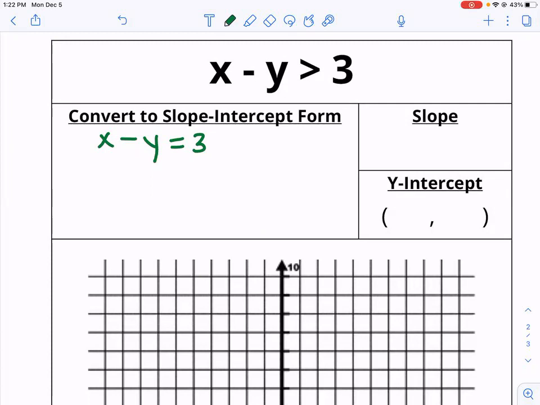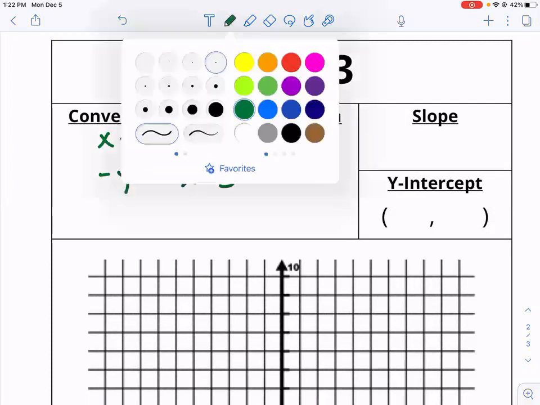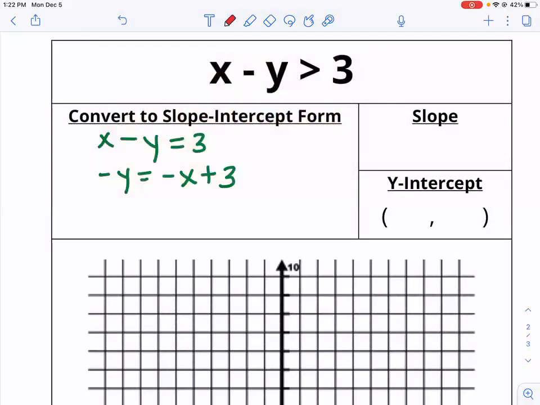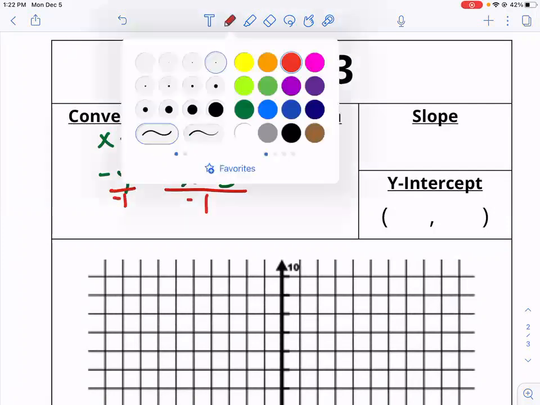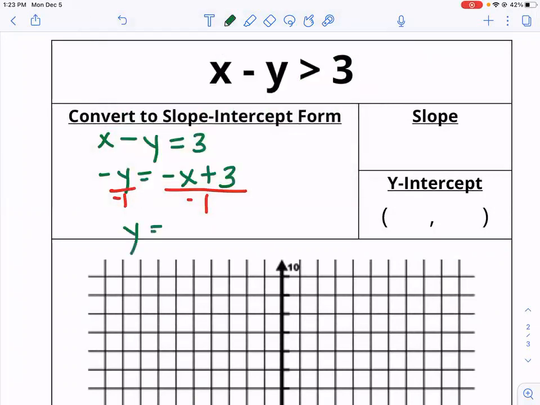Okay, what should I do? Subtract the x, so I have negative y equals negative x plus 3. How do I get y to just be y? Divided by -1. Okay, so we have y equals x minus 3.